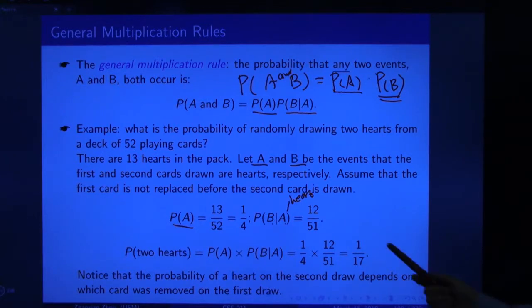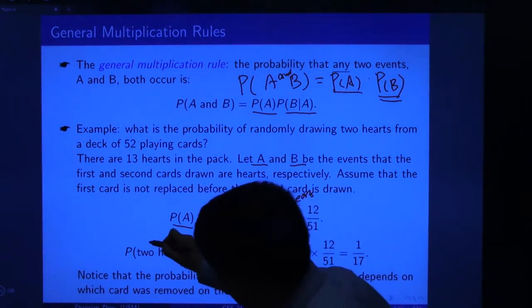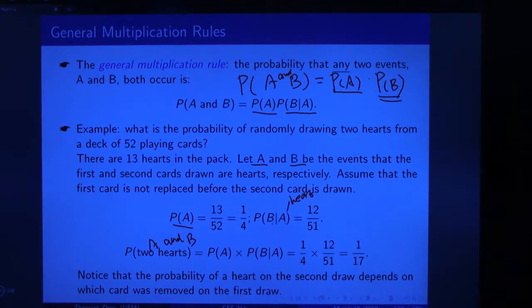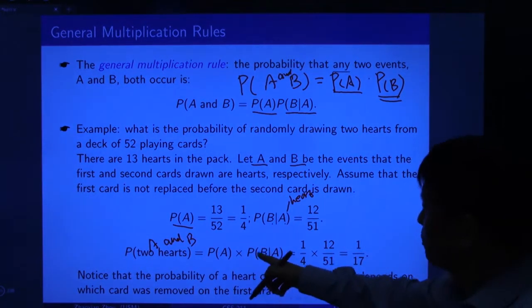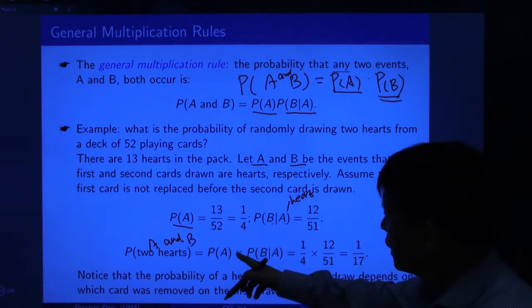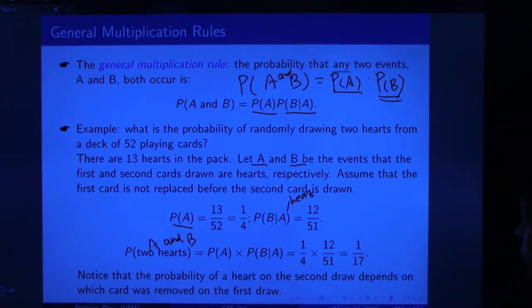Now, we can use this formula. The probability of two hearts means here A and B. Two hearts means the first card A is a heart, the second card is also a heart, so A and B. Then from this formula it will be P(A) times P(B given A). And we know P(A) equals a quarter and P(B given A) equals 12 over 51. We do some cancellation, and the result equals 1/17.